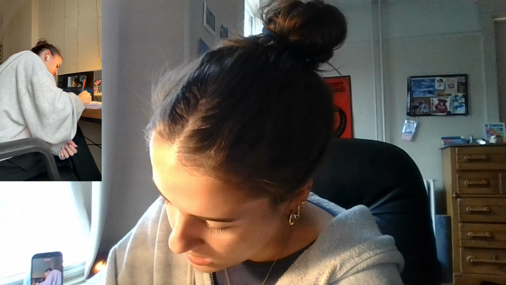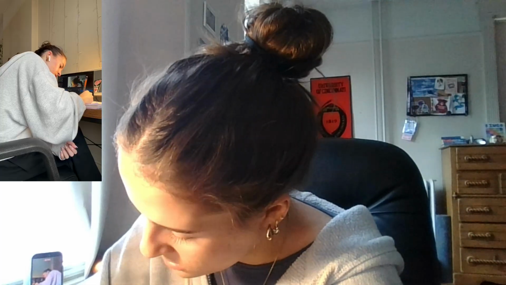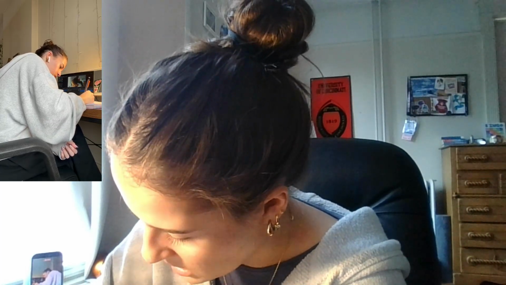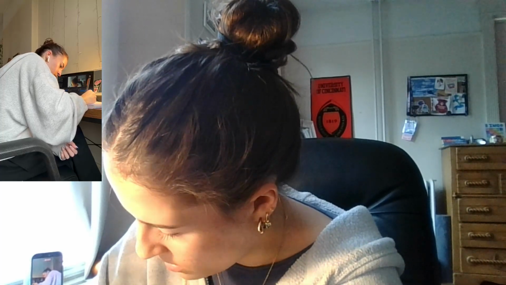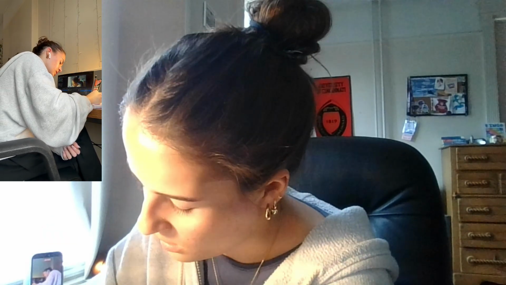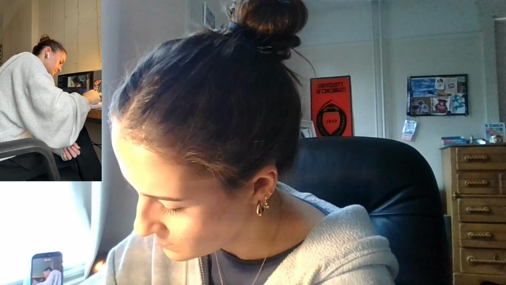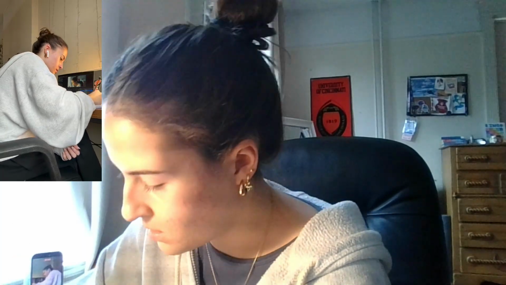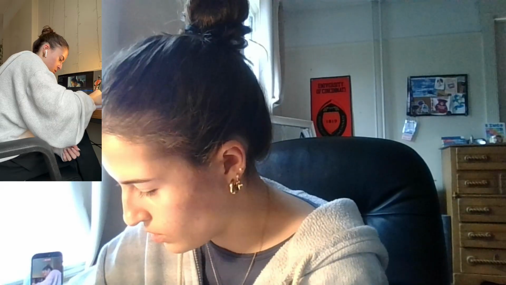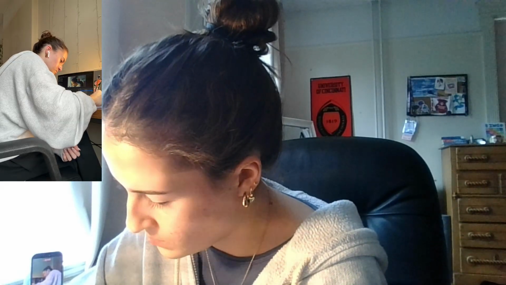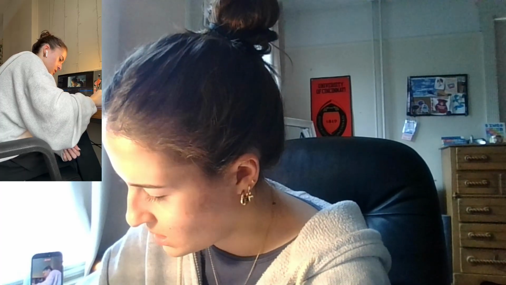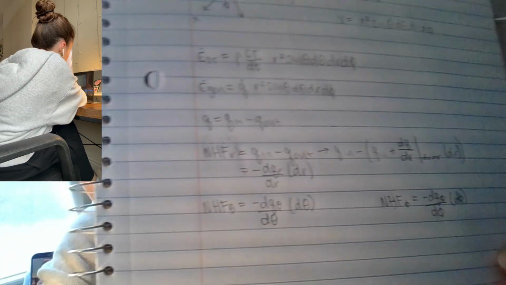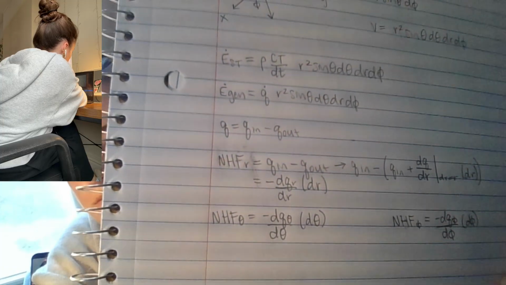So we can go ahead and do this for the theta direction. And if we just skip all those steps, dq theta over d theta times d theta again. And then same thing for our phi. Net heat flow in the phi direction equals negative dq phi over d phi times d phi. So that's what we get for our net heat flows in all three of those directions.